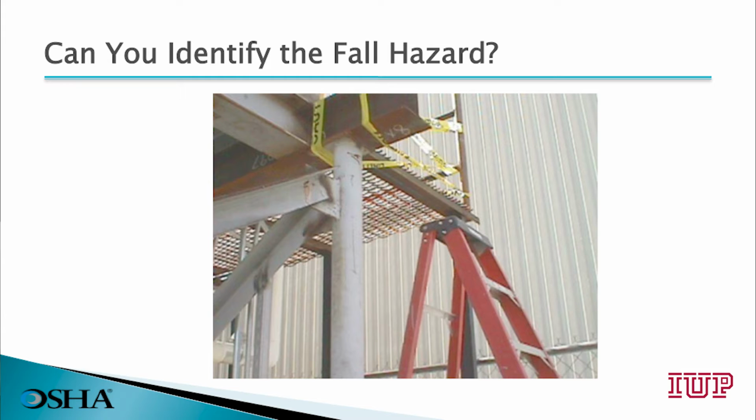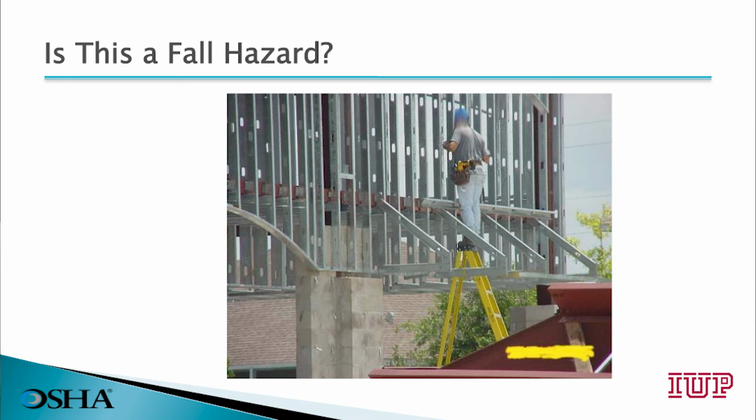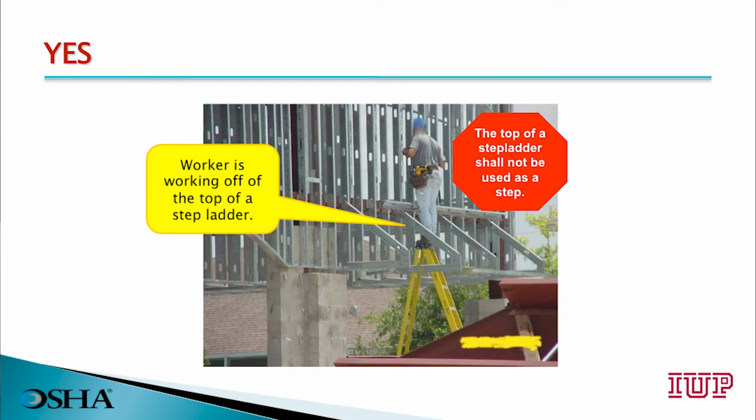Can you identify any fall hazards here? The ladder provided to the work platform is not sufficient in height. Again, all ladders on a construction site or in general industry, when used, must extend at least 3 feet above the upper level. Is this a fall hazard? Of course it is. The worker is working off the top of a step ladder.